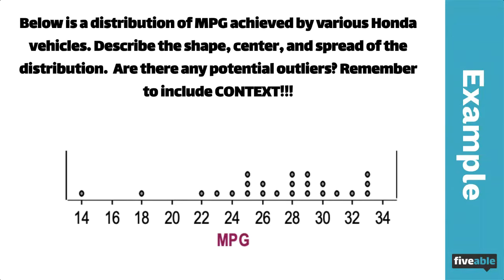Now we want to talk about shape. And I would say this is skewed to the left. Remember the tail. Where is the tail of your data? It's going to be down here. Tail of our data. So we can say skewed to the left.